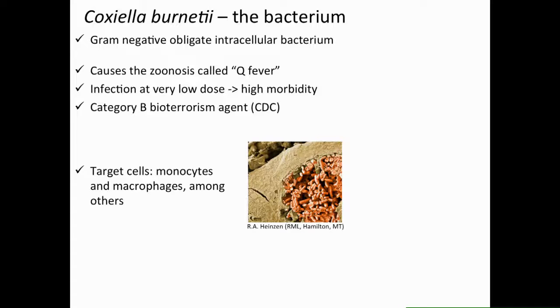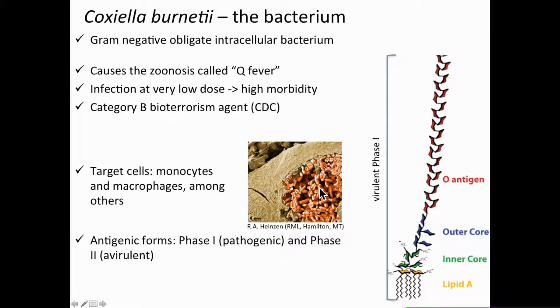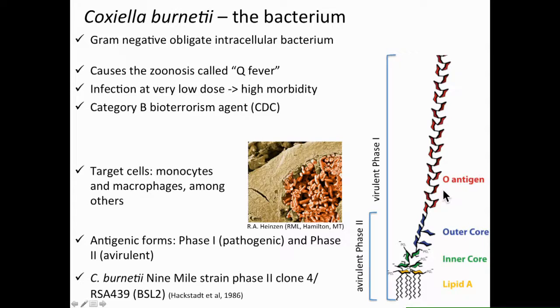The target cells for Coxiella are monocytes and macrophages, among others. So here's a picture of a macrophage freeze fracture. You can see Coxiella inside this macrophage. There are 2 forms of Coxiella actually. There's the phase 1, which is this pathogenic form, and contains this long O antigen, and this is the BSL-3 pathogen. There's also the phase 2 form, which does not contain this long O antigen, which is one of the main virulence factors of Coxiella.